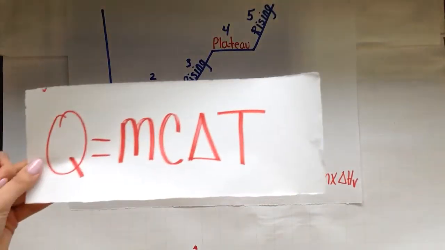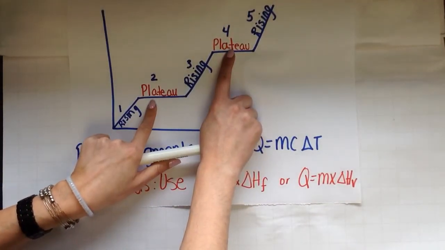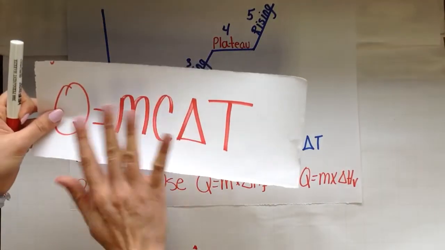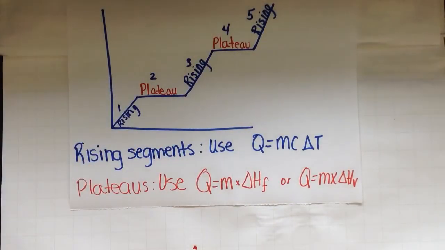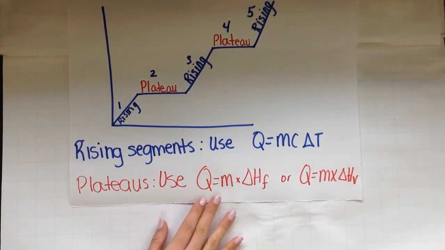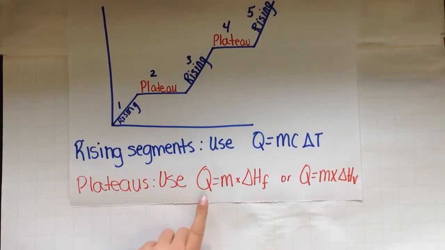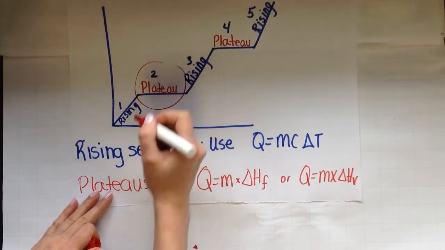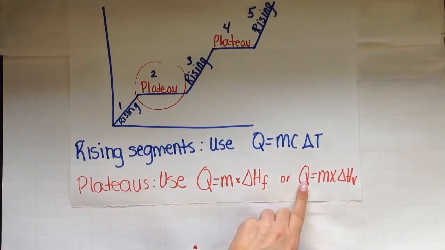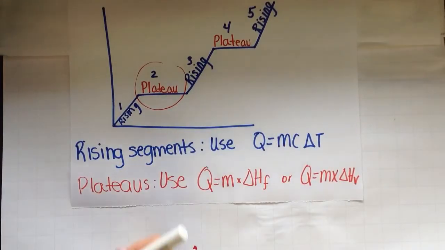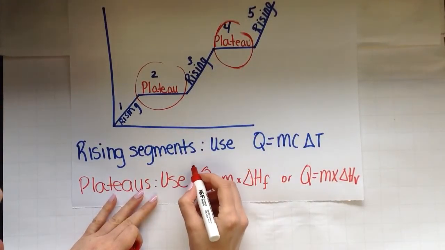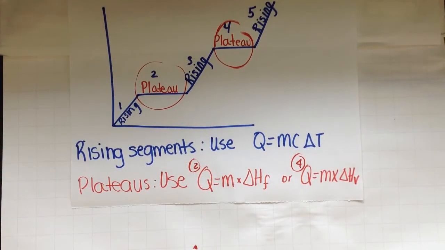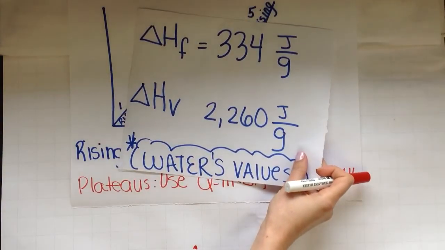Now, I can't use Q equals mcΔT on the plateaus. Why? Because temperature is not increasing. Temperature is constant. So on the plateaus, I cannot use this equation. Okay? So what will I use? Look down here. My plateaus will use a modified version, and that is Q equals mass times the heat of fusion for this part, or Q equals mass times heat of vaporization for part 4. So I'll use this one for part 2 and this one for part 4. Okay? Remember, I've already given you the heat of fusion and vaporization.